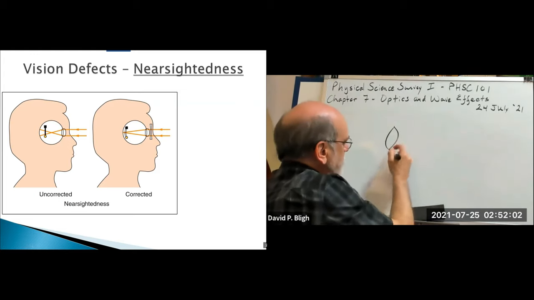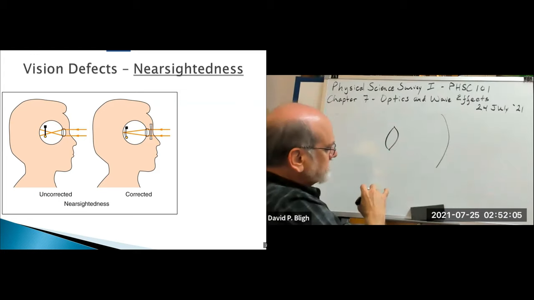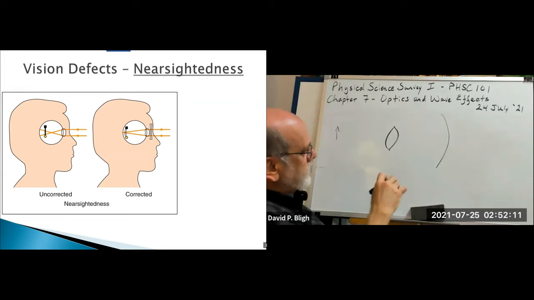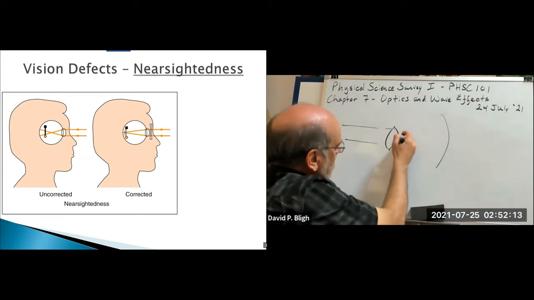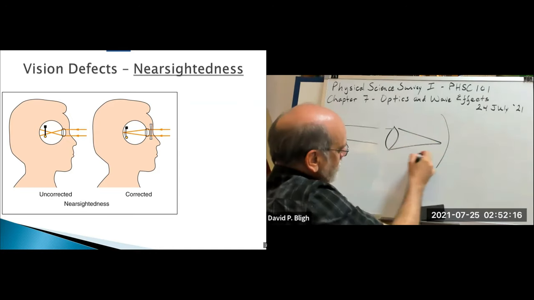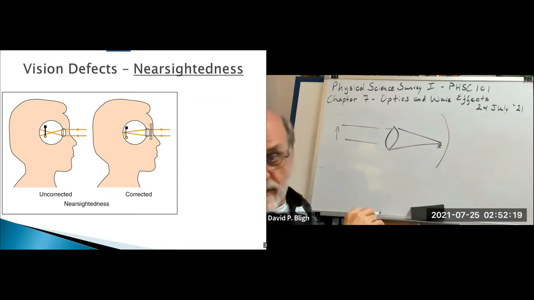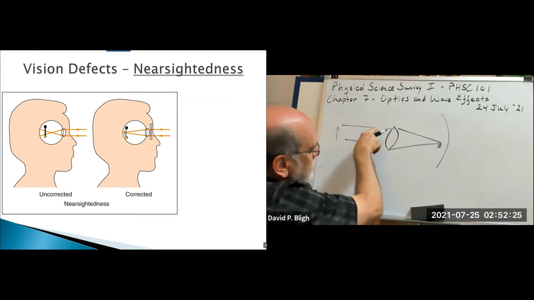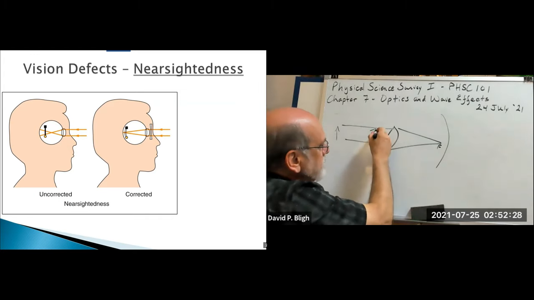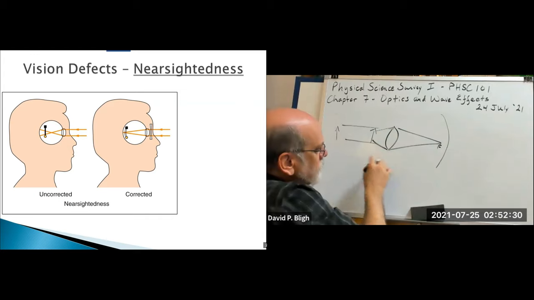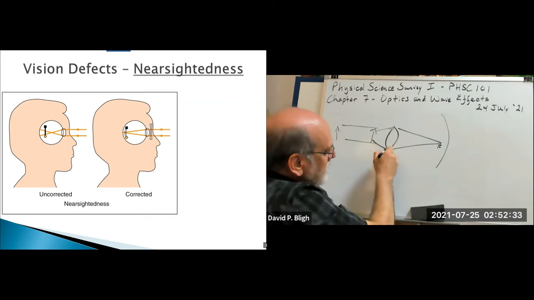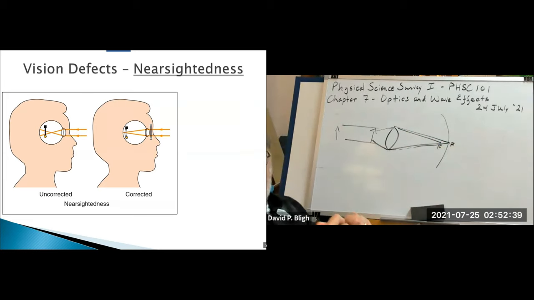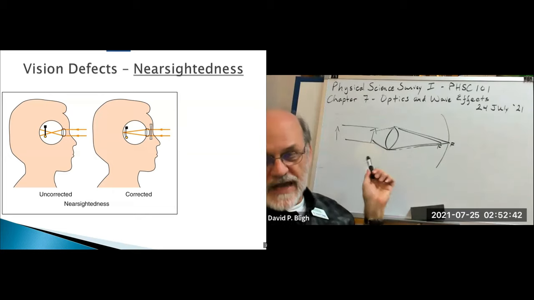So here's your lens, and here's the retina, and here's your object. So if the light is parallel, then it focuses here in front of the retina. But if it gets closer, what happens? Well, these light rays that were parallel now are actually diverging. So if they're diverging and they're bent the same amount, they focus further down like that.